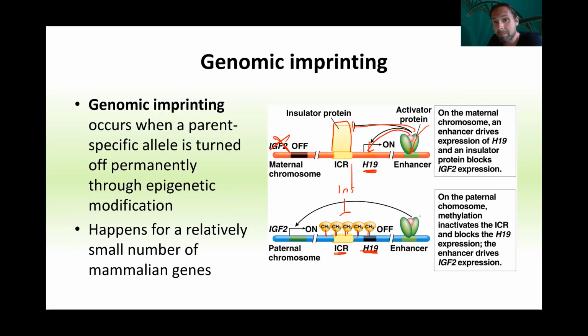And also, my activator protein that binds here cannot recruit RNA polymerase to the H19 promoter because the methyl mark is in the way. So in the paternal chromosome, H19 is off because the promoter is methylated. But since the insulator can't bind here, the enhancer can now activate IGF2, which is on. So you have IGF2 on and H19 off on dad's chromosome, and H19 on but IGF2 off on mom's chromosome.